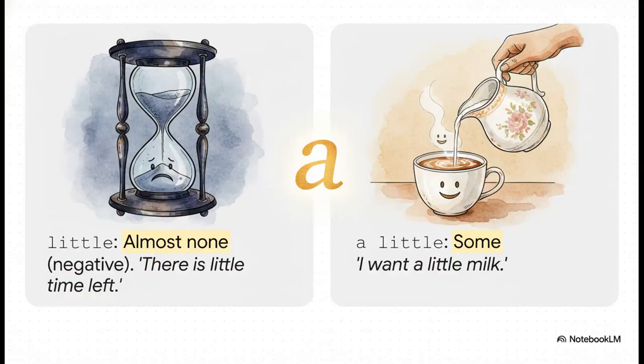So the whole secret here is that one tiny word, a. It changes everything. If you say, there is little time left, it has a negative, kind of stressful feeling. It means you're almost out of time, there's not enough. But if you say, I want a little milk, that's positive. It means you want some, a small but perfectly good amount. That single letter A changes the entire feeling from not enough to yes, some.